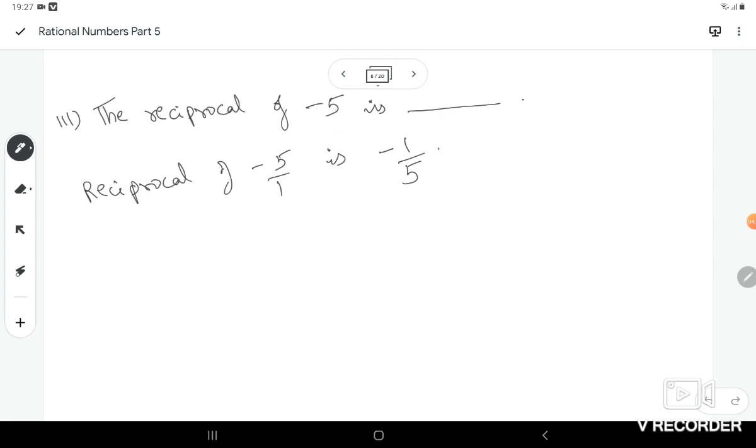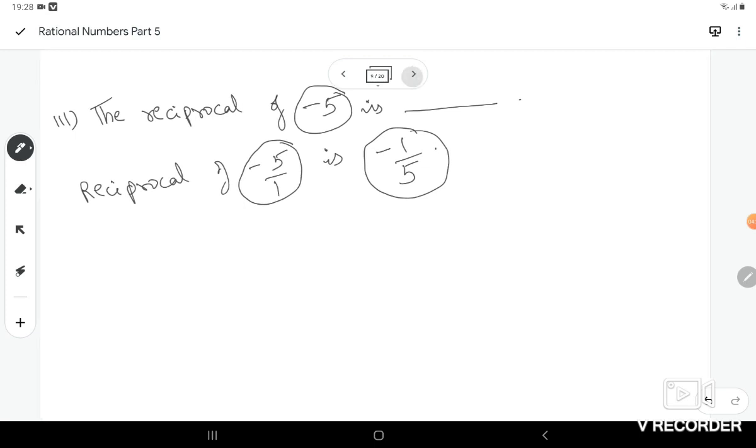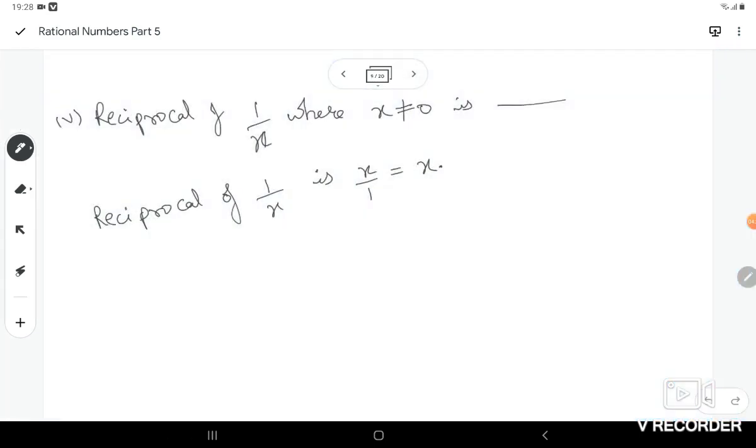Now next question says, what is the reciprocal of minus 5? The reciprocal of a number is that number which when multiplied with the number gives the result as 1. So the reciprocal of minus 5 is equal to minus of 1 by 5. Now next question says, the reciprocal of 1 by x, where x is not equal to 0, is. So the reciprocal of 1 by x is equal to x by 1, which is equal to the number x.